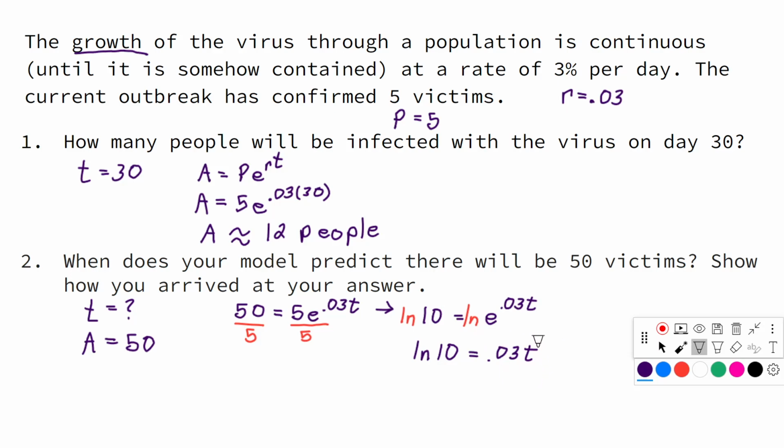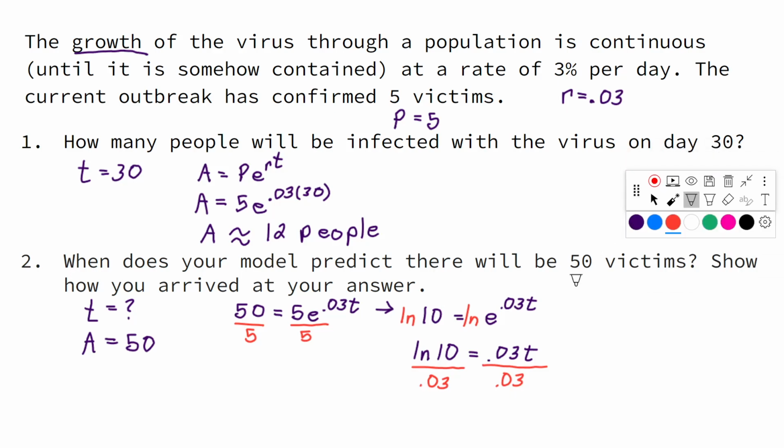Now I need to isolate the t. 0.03 is being multiplied with t, so that means we need to divide both sides, because what you do to one side, you must do to the other side of an equation. That's how we keep them balanced. And now I can actually take the time to enter into my calculator natural log of 10 divided by 0.03.